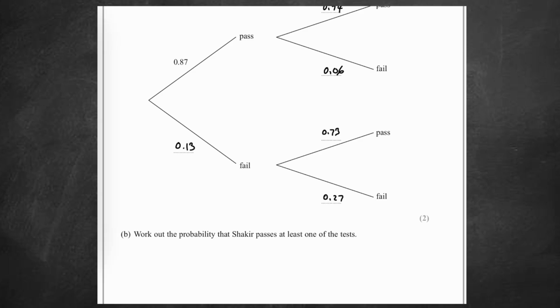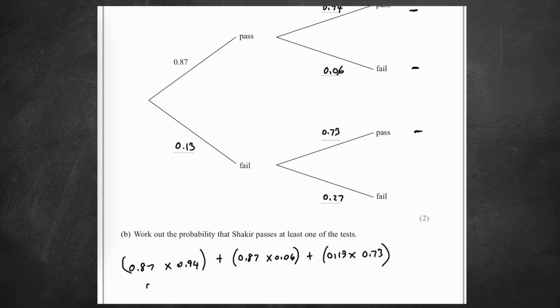Part B. Work out the probability that Shakir passes at least one of the tests. That's going to be this scenario, and this scenario. So all we need to do here is 0.87 times 0.94 plus 0.87 times 0.06 plus 0.13 times 0.73. So I'll do that on my calculator, each one separately.